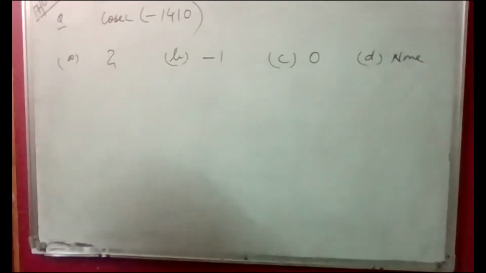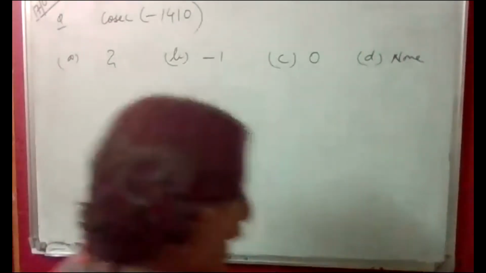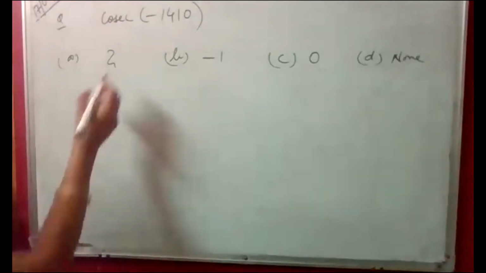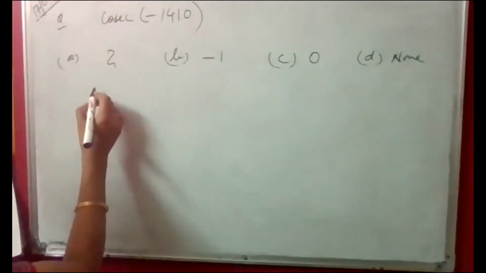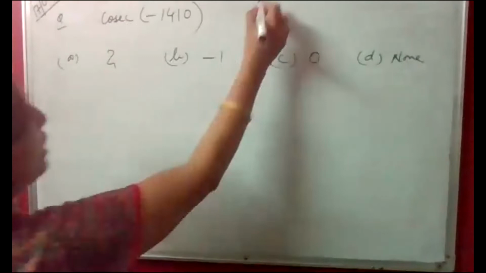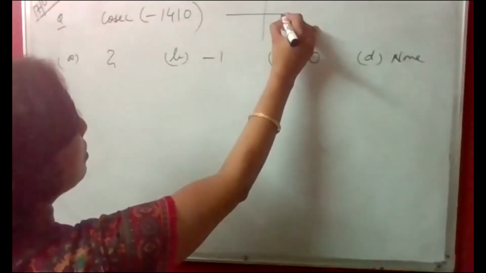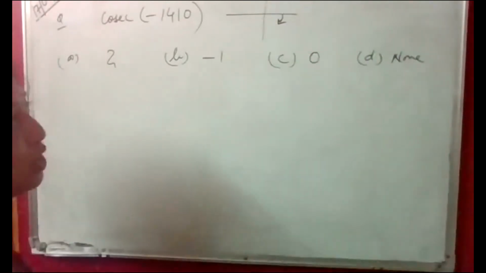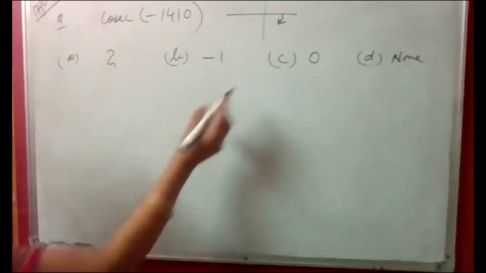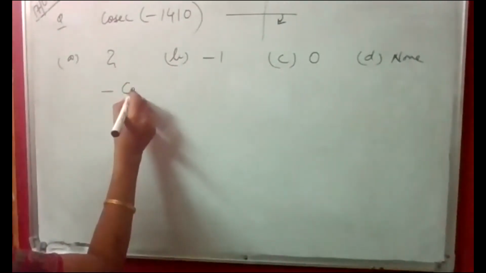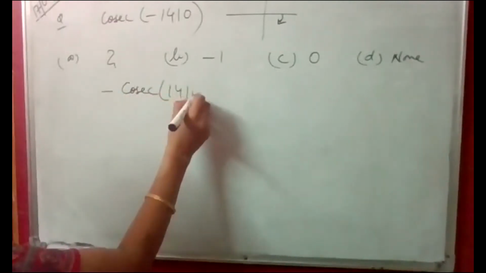This is option A. See how we will do it. These are very important questions for MCQs, and they should not take more than half a minute to solve. It is cosec minus 1410. First of all, we know that cosec minus theta means we are moving in the clockwise direction. So we come to the fourth quadrant, and in the fourth quadrant cosec is negative. So we can write it as minus cosec 1410.